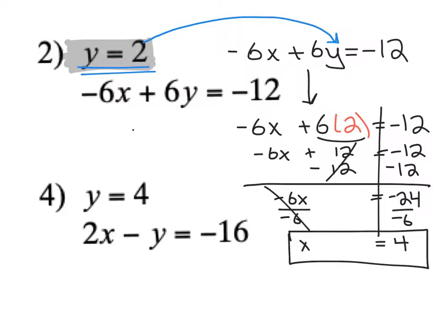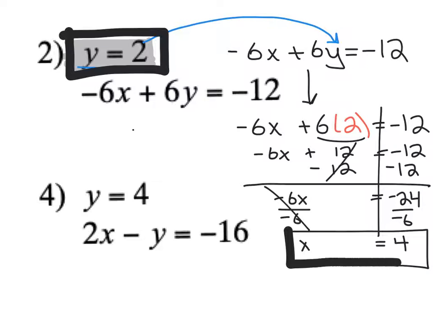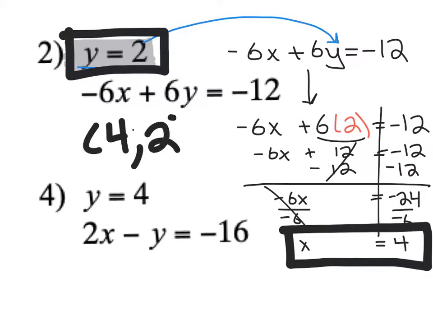Now when I want to figure out what my y value is, I have x, now I need to have y. I look at the equation that I subbed in. So I'm told that y equals 2. So I don't even have to solve for my y value. So x is 4 and y equals 2. So my point where my lines would cross if I were to graph these is at (4, 2).